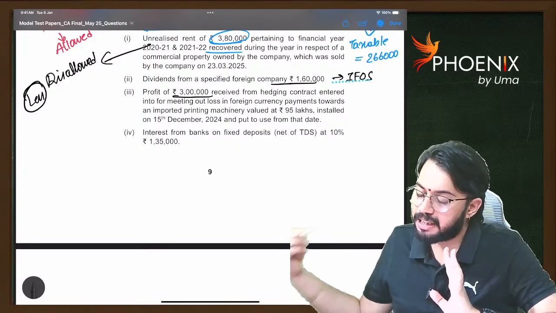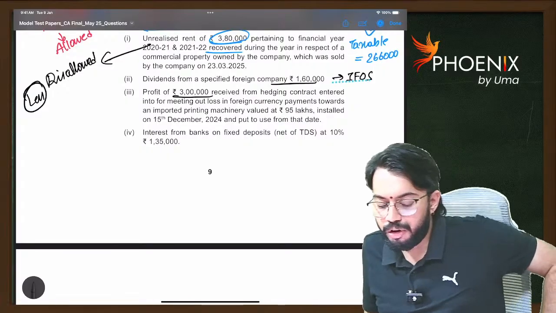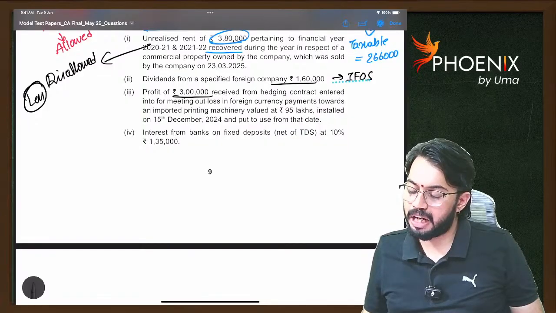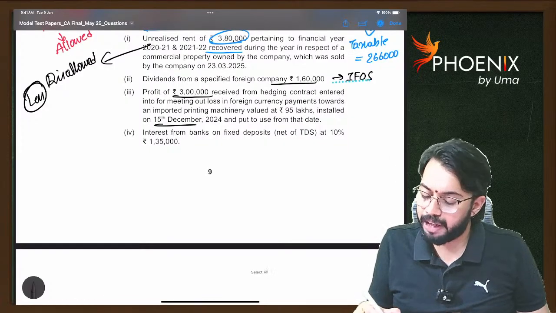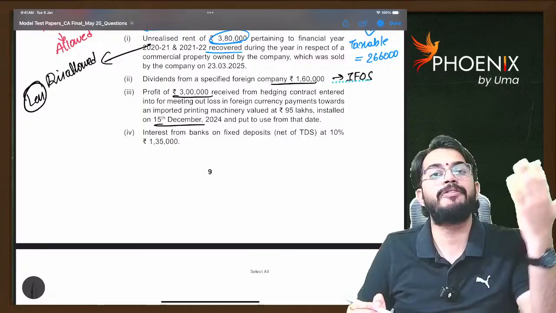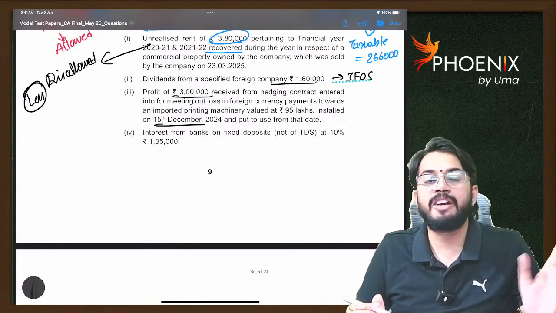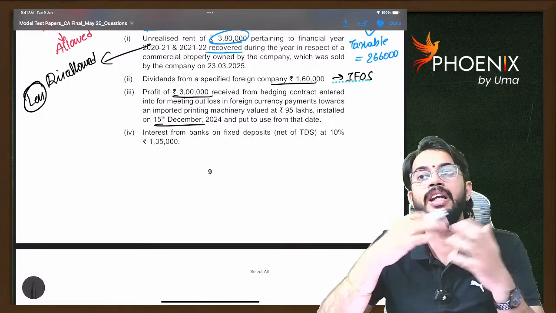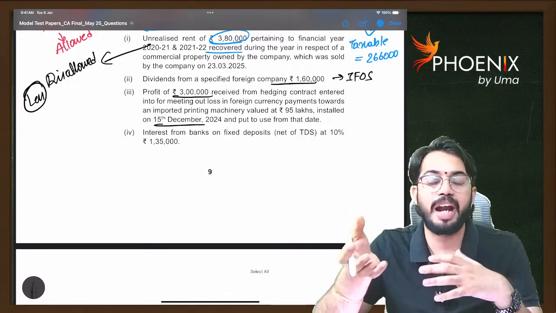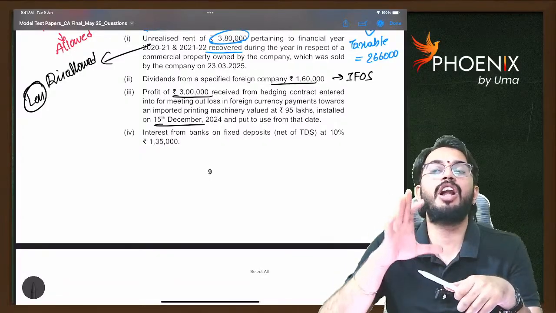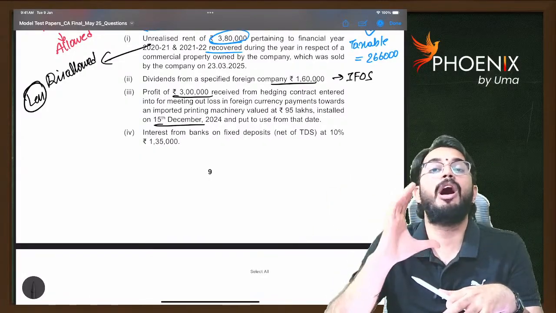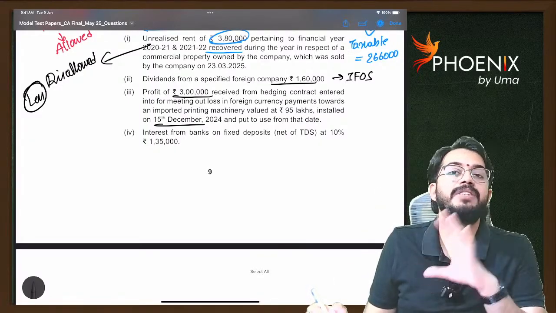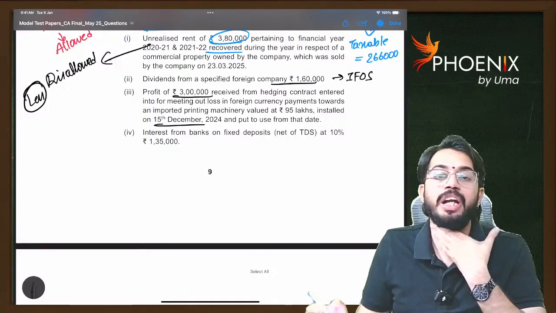Profit of 3 lakhs received from hedging contract entered into for meeting out loss in foreign currency payments towards an imported printing machinery valued at 95 lakhs installed on 15th December. See, with regard to purchase of a capital asset, plant and machinery, if there is any change in foreign currency or because of forward contract, if there is any gain or loss, that gain or loss will be added or reduced from block of assets as per section 43A. So this also should not be credited to P&L account. This will be adjusted with block of assets. So it will be disallowed.